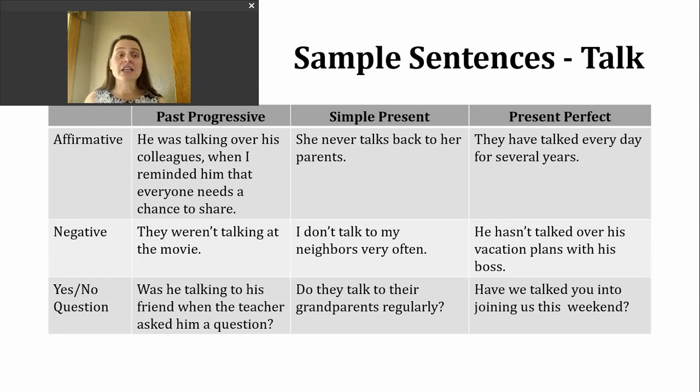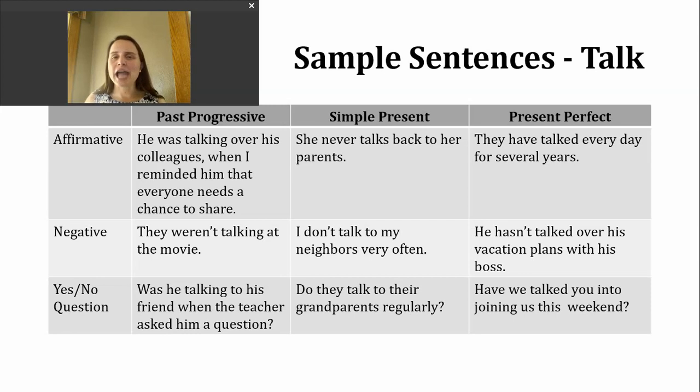If we want to make a yes or no question, we're going to start with do, then we'll have our subject, and then the base verb. If our subject is he, she, or it, we'll start the sentence with does, then the subject, then the base verb. Do they talk to their grandparents regularly?